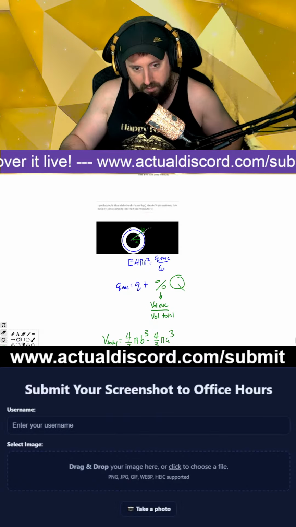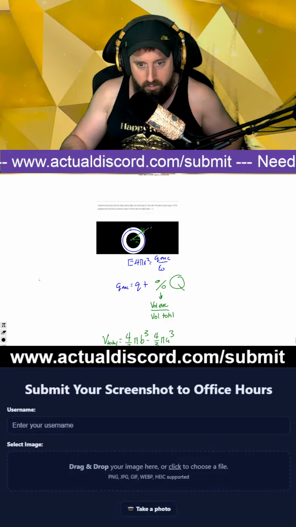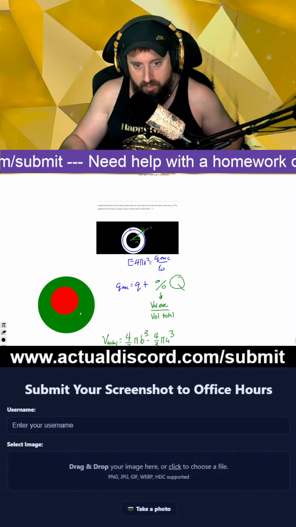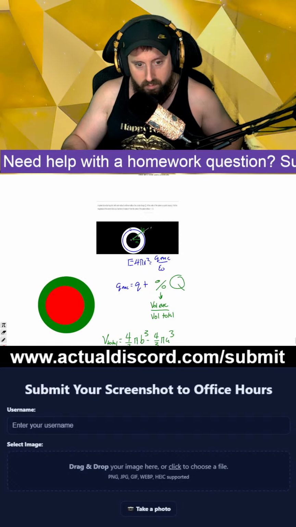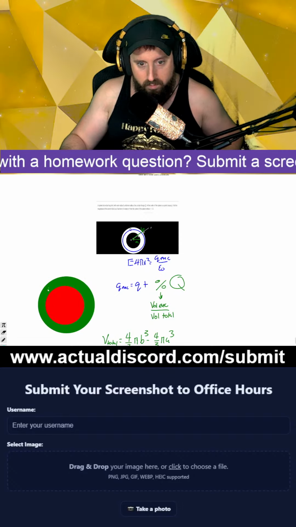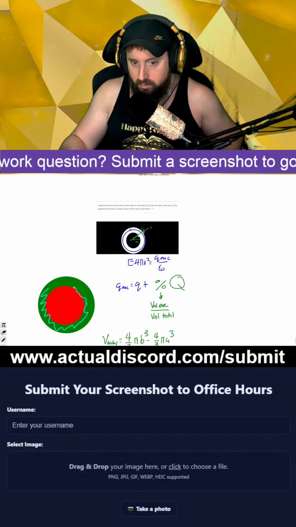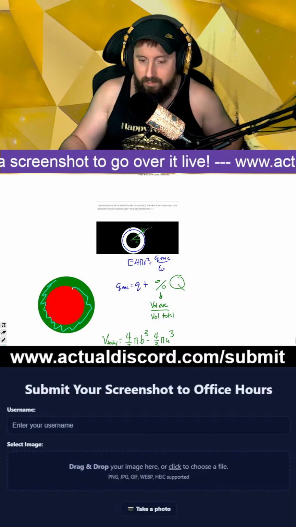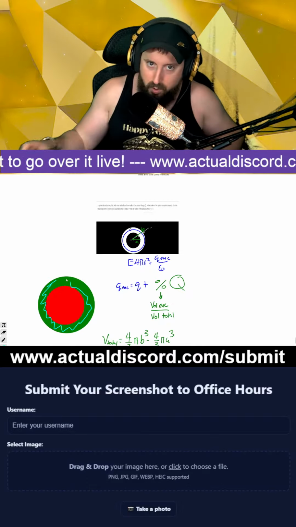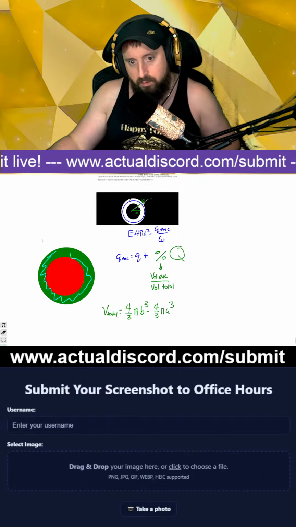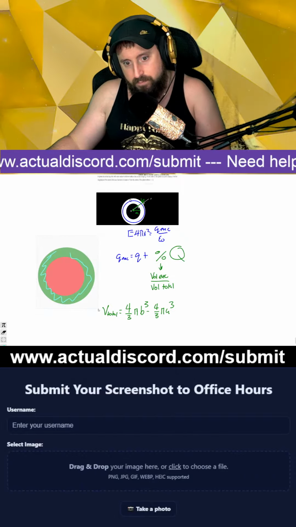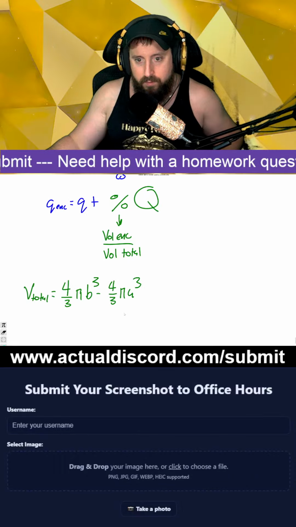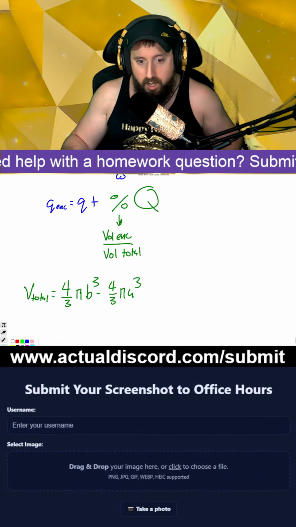Because what you're doing is taking this minus this, and that's giving you this. That's how you find the donut part of the volume. Okay, so that's V total. Then V enclosed.